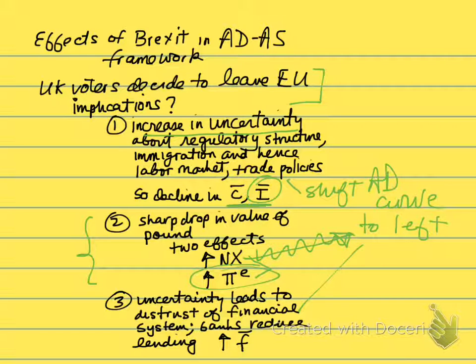I shouldn't have written expected inflation here. We have that rho term in the aggregate supply curve. So this is a shift up of the aggregate supply curve. So the aggregate supply curve shifts up.